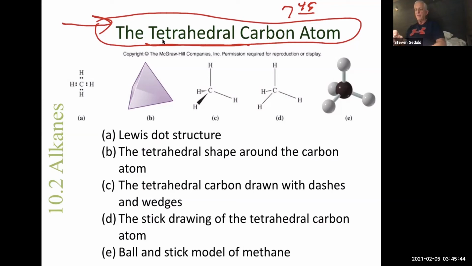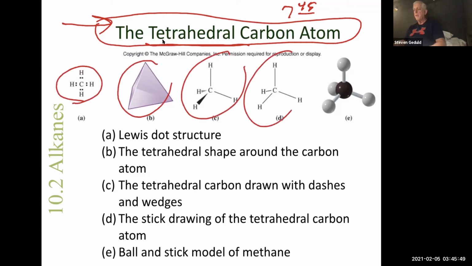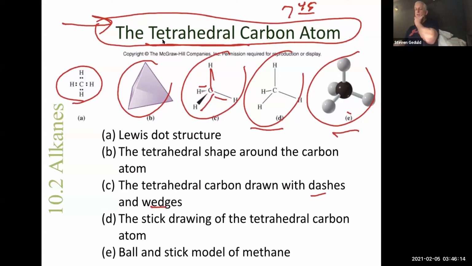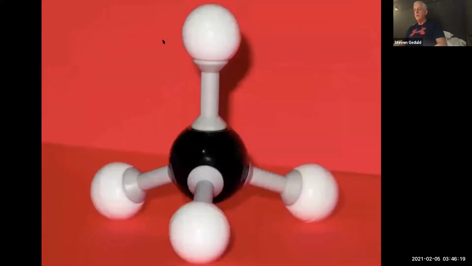Okay. These are different representations of our 4 bonds to carbon. That's a ball and stick model. And you can see in 3 dimensions, this is coming out, that's going back, and that's in one plane. So you have a Lewis dot structure. You have a tetrahedral shape around the carbon. You have a drawing with dashes and wedges to represent 3-dimensional structures. Or a stick drawing of it, or a ball and stick model of it. All those are different ways to represent the exact same thing, the tetrahedral shape that carbon takes on.